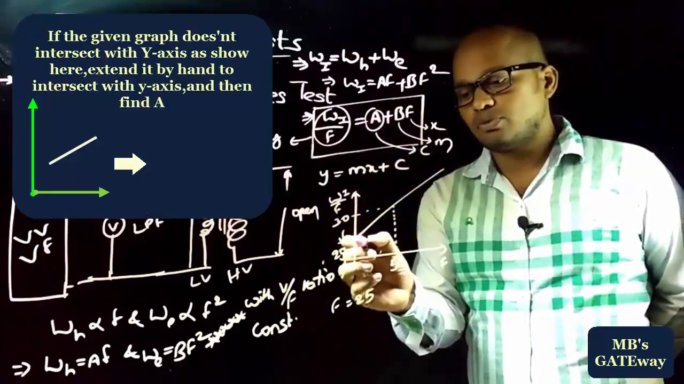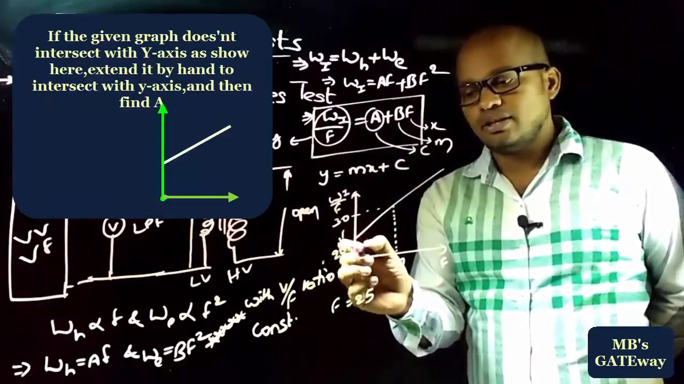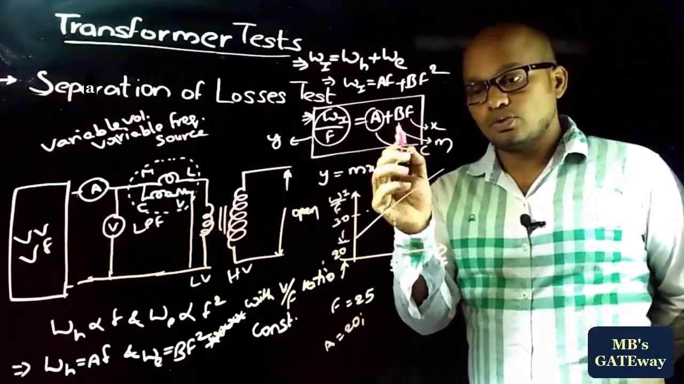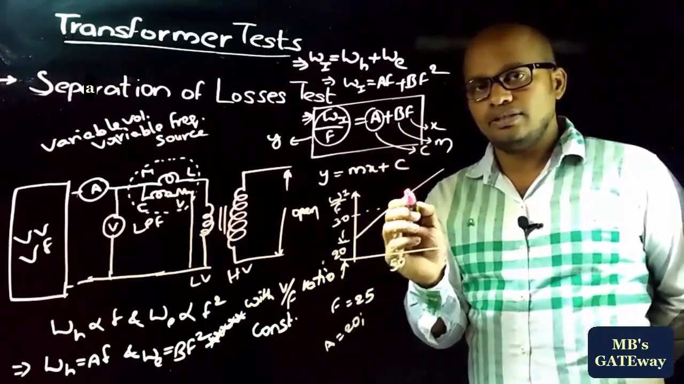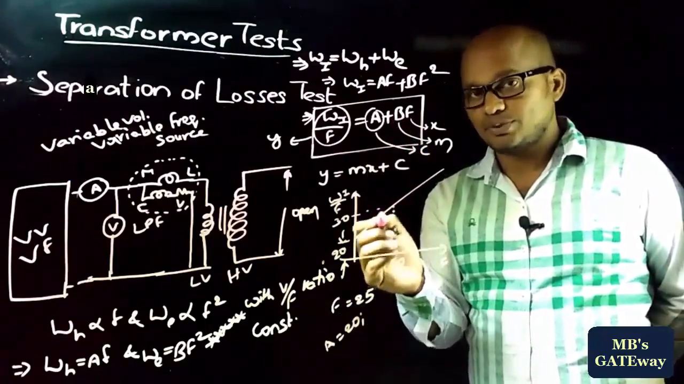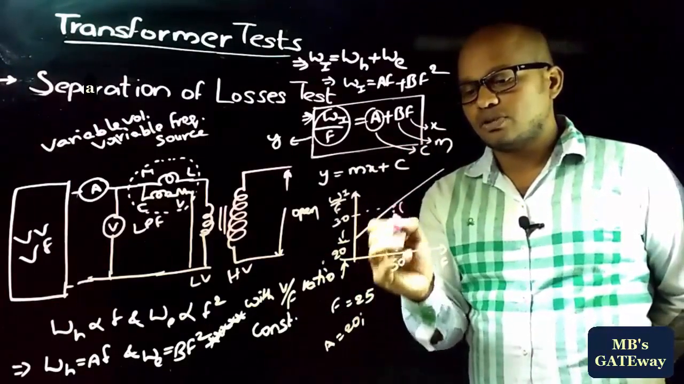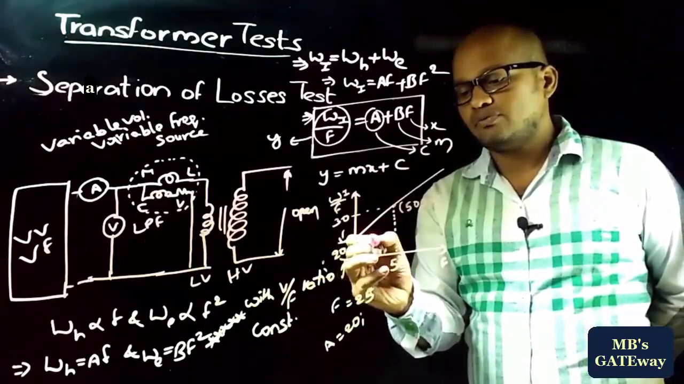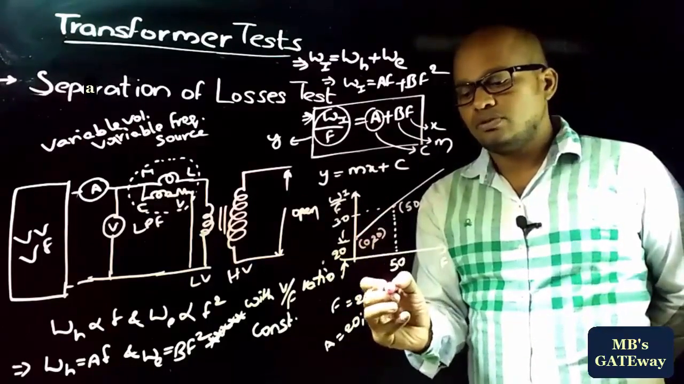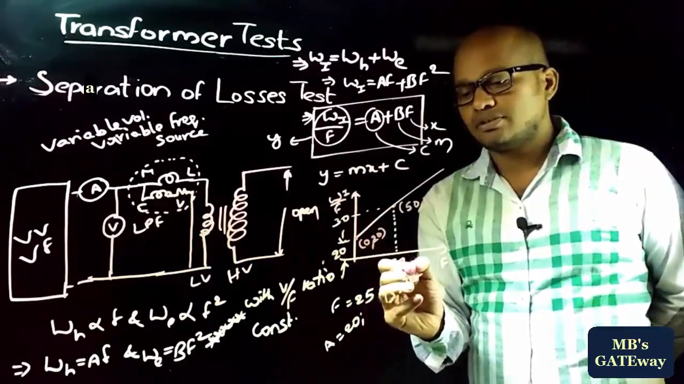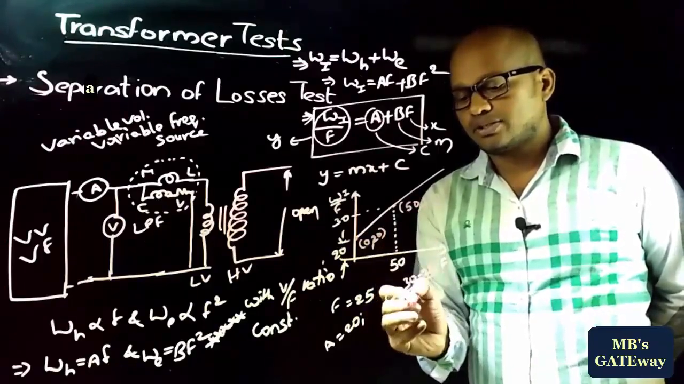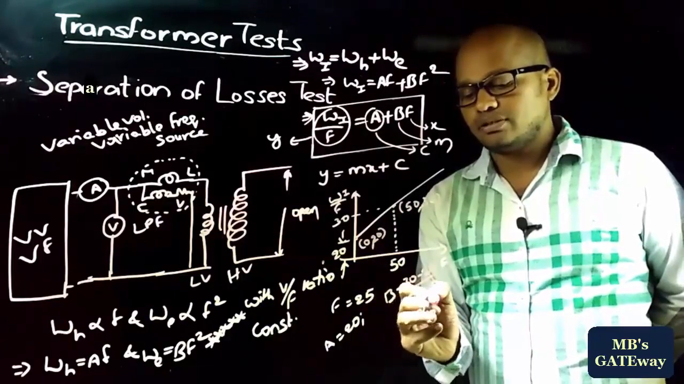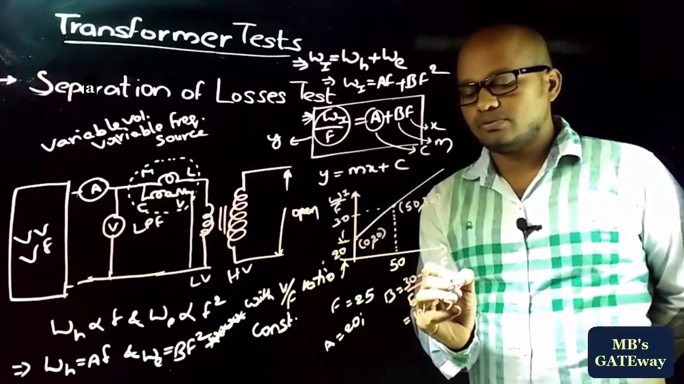So from origin to this point, it represents constant A, and here constant A is 20, and to find B, B is the slope of the line, and if you take any 2 points on the straight line, slope B is equal to y2 minus y1 by x2 minus x1. So here the x-axis and y-axis coordinates are 50 and 30, and on this point the x-axis and y-axis coordinates are 0 and 20. So B is equal to y2 minus y1 by x2 minus x1. So B is equal to 10 by 50, that is equal to 1 by 5, that is equal to 0.2.